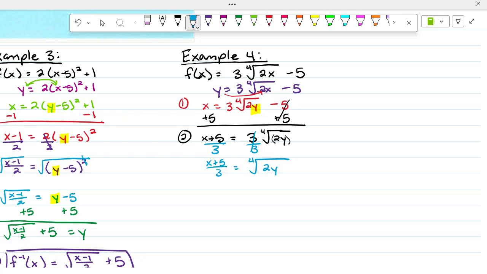Now, think about the next step carefully. So in SADMEP, what comes after multiplication and division? Exponents. Now, technically, a root is an exponent. All right? So how do I undo a 4th root? Think about it this way. How do you undo a square root? Squared. How do you undo a cube root? Cube it. How do you undo a 4th root? Raised to the 4th power. Good.